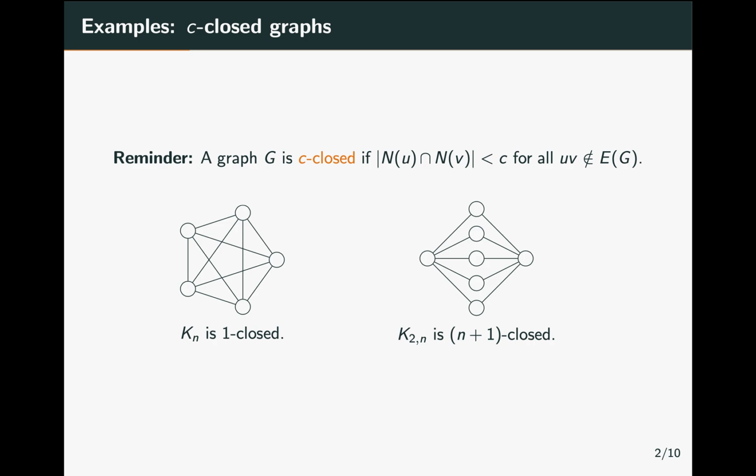So these examples show that C-closure is distinct from parameters like degeneracy and treewidth that measure sparsity of the graph, because even in a one-closed graph, there could be a large clique. On the other hand, a sparse graph on the right-hand side can have a large C-closure.